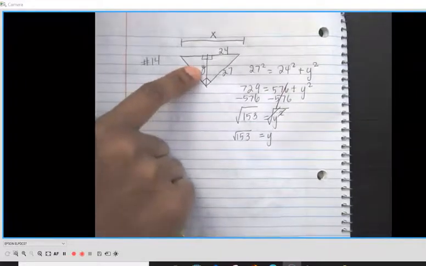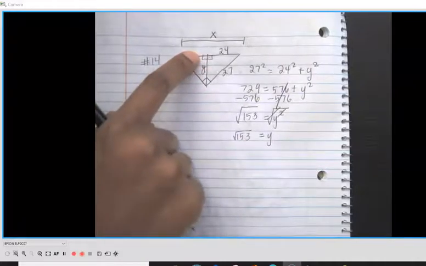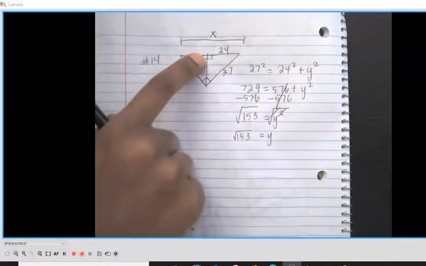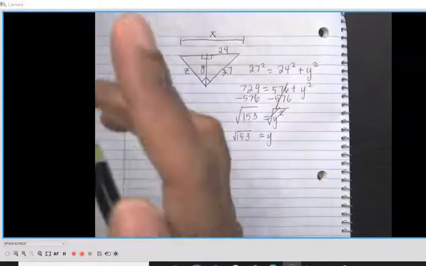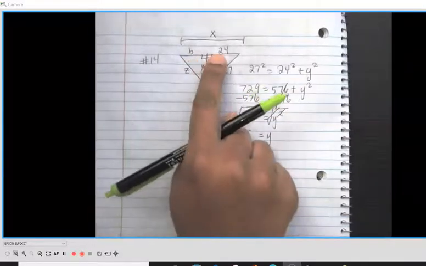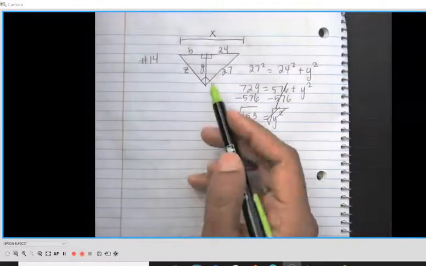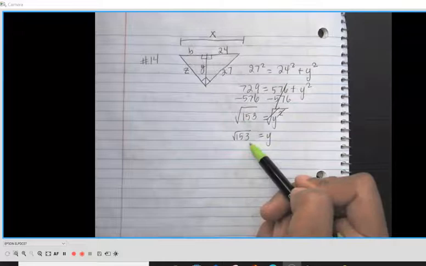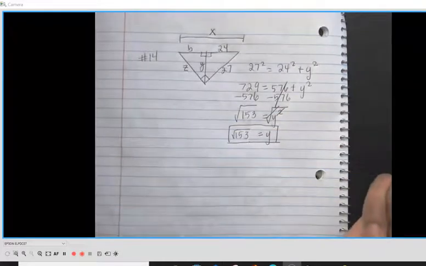Now that I know the altitude, I can spit out this piece because I know the geometric mean formula says x is equal to the square root of what? A times b. So let's call this little value b. Once I spit out b, I'll sum together these two and get x. So y is the root of 153. I'm going to box that, so that'll be one answer for the teacher.